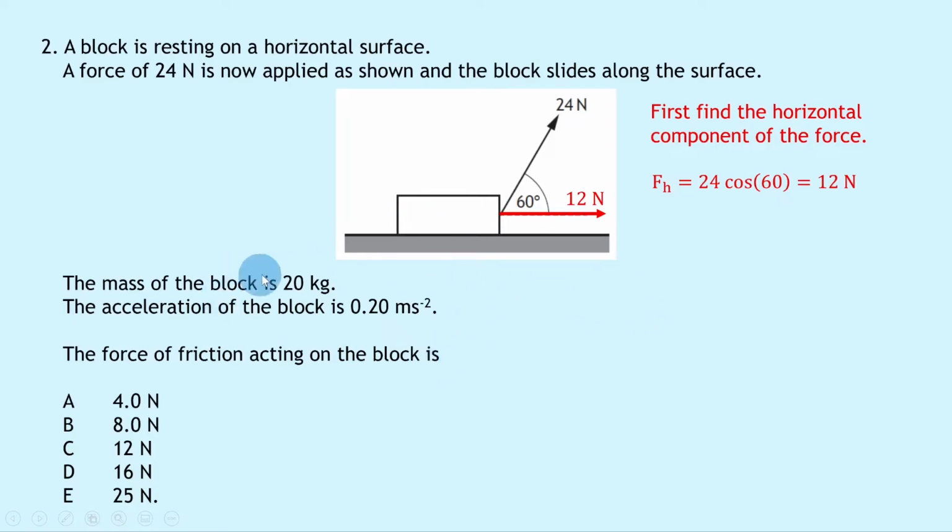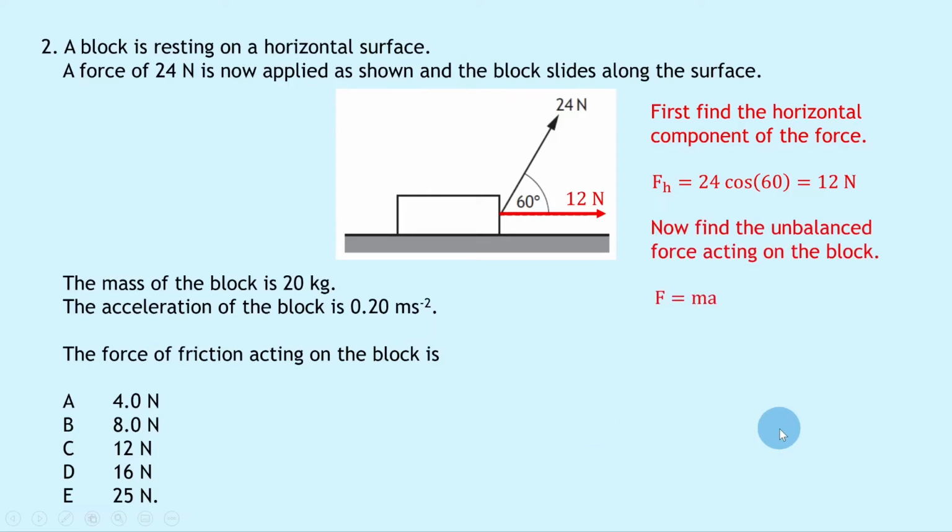So because we've got the mass of the block and the acceleration of the block, we could use F equals ma, i.e. Newton's second law, to find the unbalanced force. So now find the unbalanced force acting on the block using F equals ma. So let's sub in the numbers. We've got 20 times 0.2, which gives us 4 newtons. So assuming the block is moving to the right and there's an unbalanced force of 4 newtons, then this means there must be a difference of 4 newtons between the forward force and the friction force.